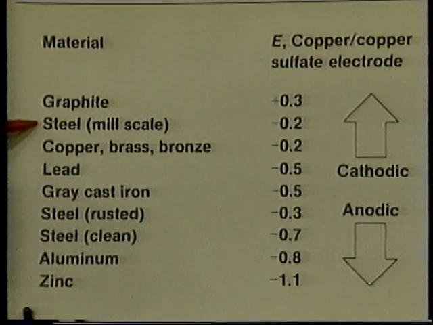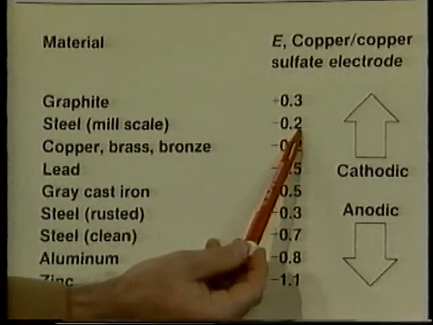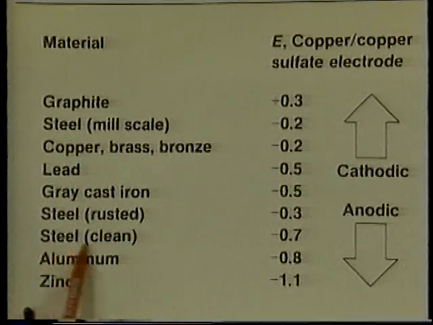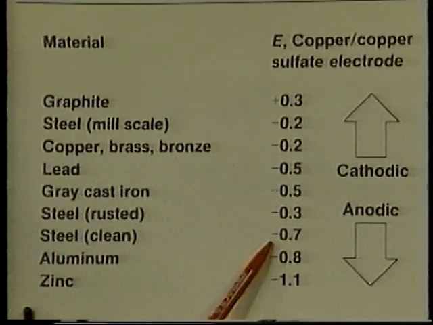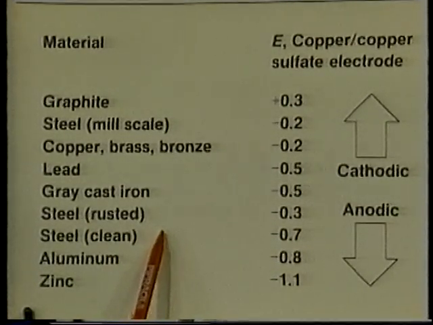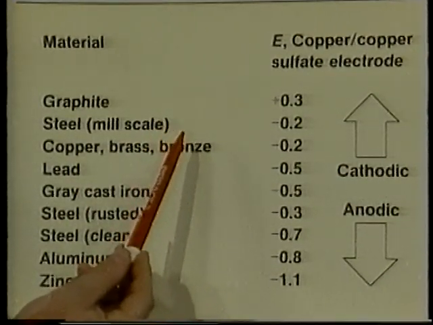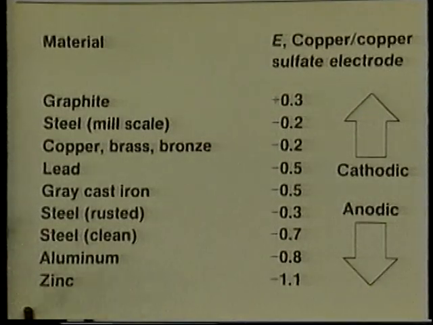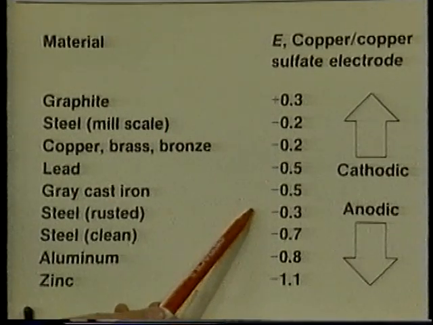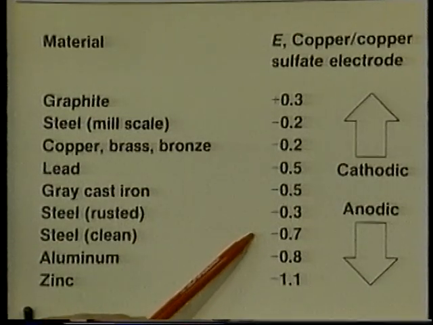Mill-scaled steel that contains the black metal oxide from hot rolling on its surface, Fe3O4, has a value of about minus 0.2 with respect to a clean steel surface, which has a potential of about minus 0.7. If we have a bare steel surface in contact with a mill-scaled surface, we'll find that that mill scale can in fact act as an efficient cathode and accelerate the corrosion of clean steel. Rusted steel, steel that's already got a corrosion product on it, is likely to be cathodic to a brand new piece of bare steel connected to it.